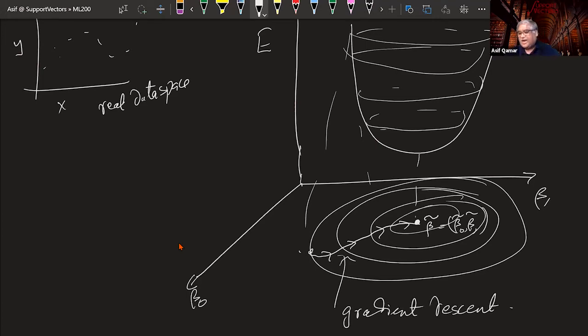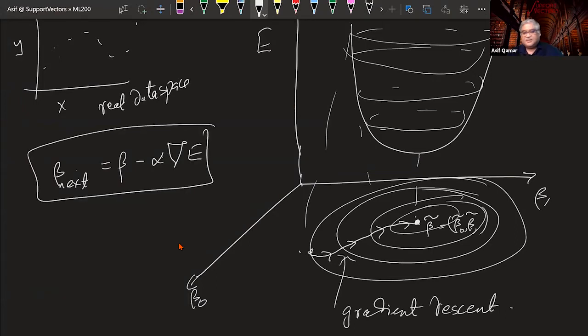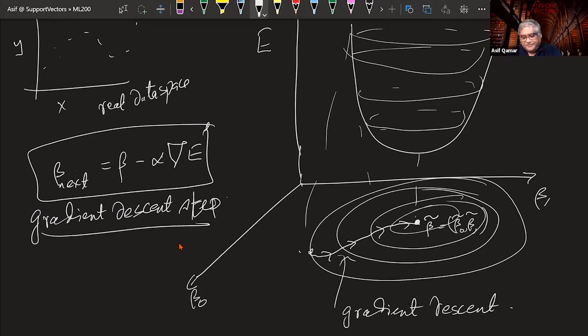So we won't recap that. But if you want to remember the rules of the gradient descent, it was beta minus alpha grad of E, the derivative of E. So this is your ML100. Go back and look at the notes. You'll see that this is your gradient descent step. In other words, go opposite to the gradient, right? If you're here, go opposite to the gradient.